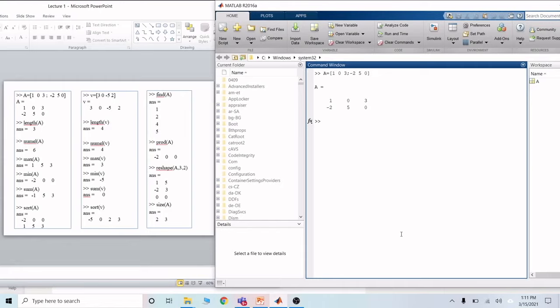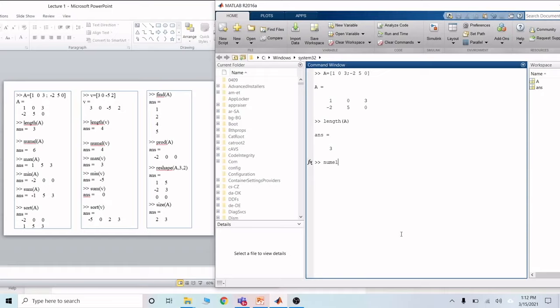Okay. Length of A means the number of columns. How many columns? 3. Length of A is equal to 3. Length counts the number of columns. Okay.